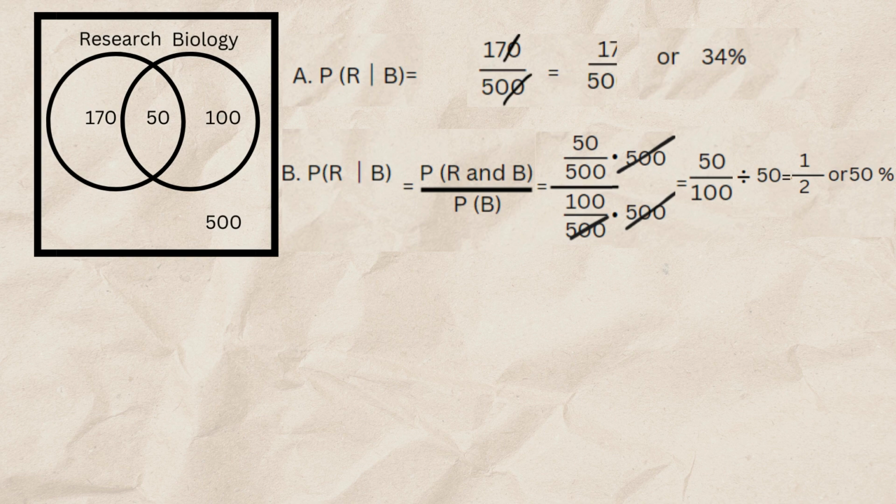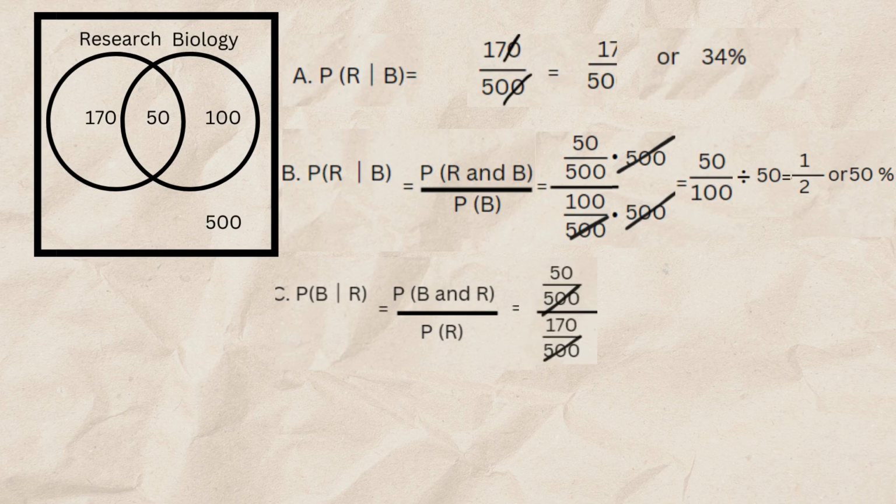B. P of R given B equals P of R and B over P of B, or probability of biology. That equals 50 research and biology over 500 students, over 100 biology students over 500 students. So we multiply by 500 and cancel both 500s. We have 50 out of 500 divided by 50... we have 1/2, or 50%.